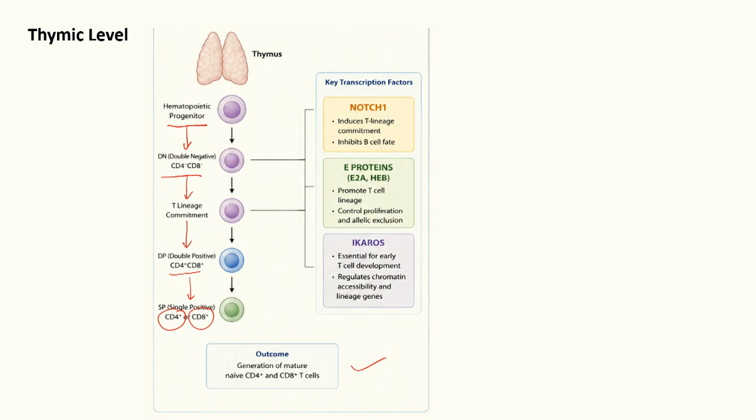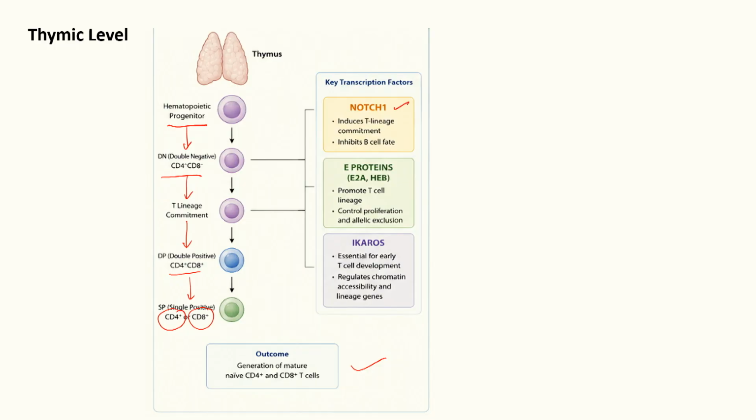So let's see what is responsible for it. The key transcription factor we have discussed earlier that is responsible for thymic selection is Notch1, which we have discussed in great detail. It can inhibit the B cell fate from a cell type, and also induce T lineage commitment. So the Notch1 pathway is an important transcription factor.